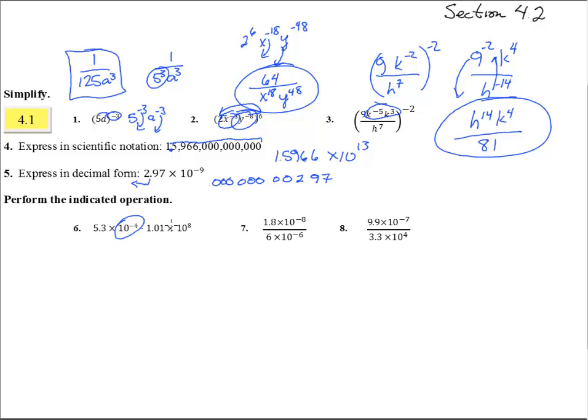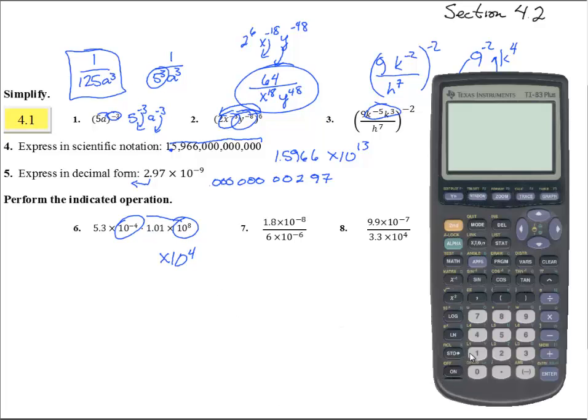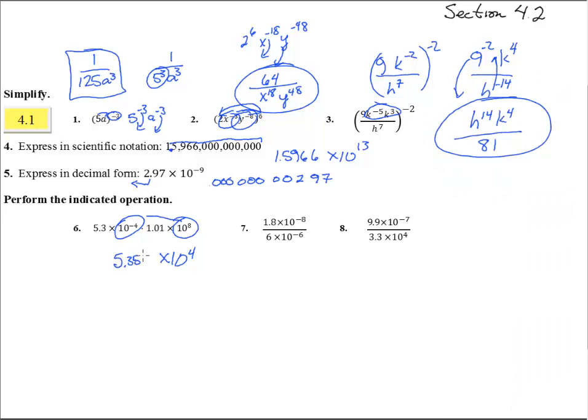Number 6, 5.3 times 10 to the negative 4 times 1.01 times 10 to the 8th. We'll run this through our calculator, but just so we get an idea of where it is, these two are multiplying, so we're going to add the exponents, so we should have something times 10 to the 4th, negative 4 plus 8. So let's punch it in the calculator, and we get 5.3 times 10 to the, again, that's that little EE button right there, times 10 to the negative 4th, times 1.01, times 10 to the 8th. Good. And here we have, if we move this over into scientific notation, 1, 2, 3, 4. Yeah, 5.353 times 10 to the 4th.